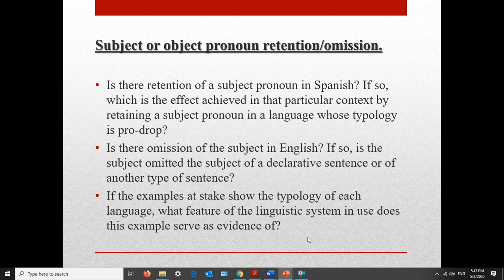If the examples at stake show the typology of each language, what feature of the linguistic system in use does this example serve as evidence of? Right? The feature of, say, the language being of one specific type, thus the pronoun, be it an argument or not, ought to be present in pre-verbal position. Okay?